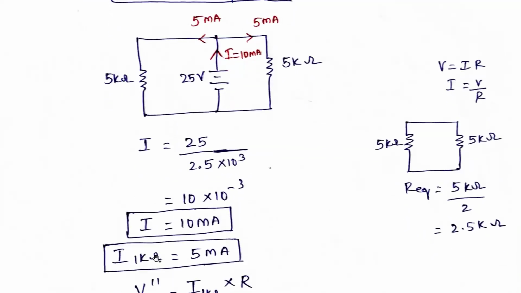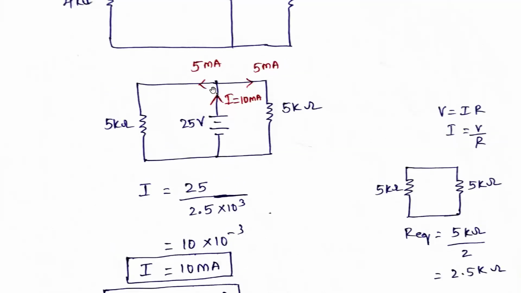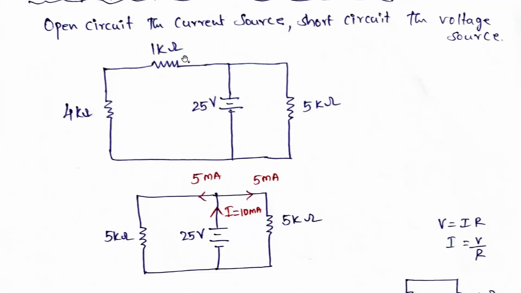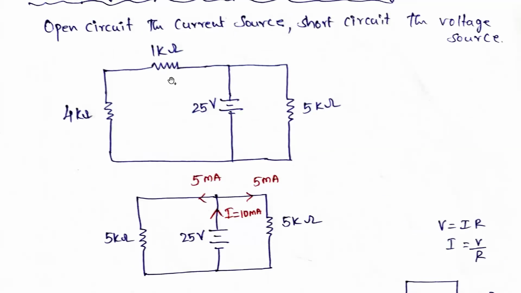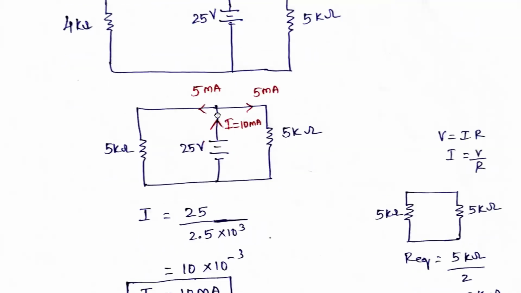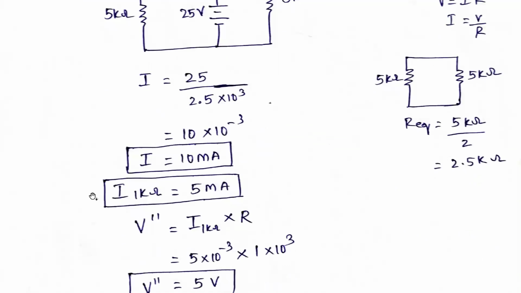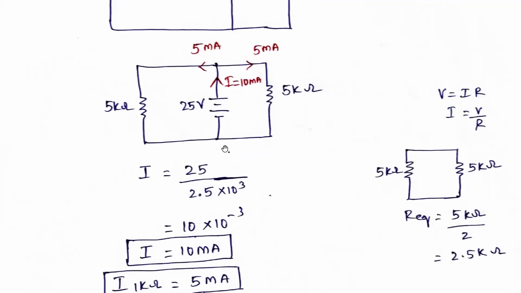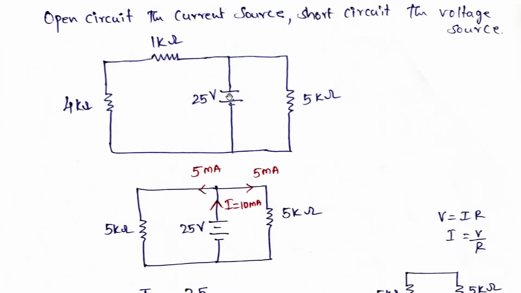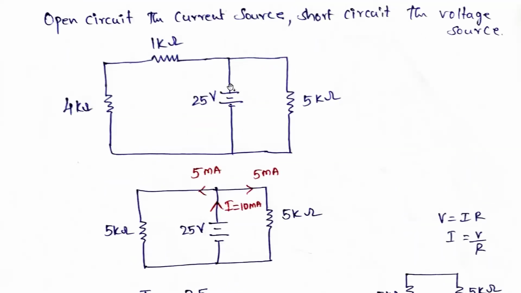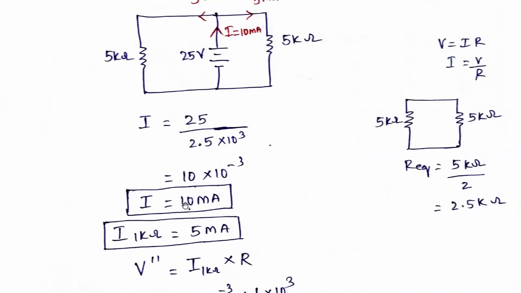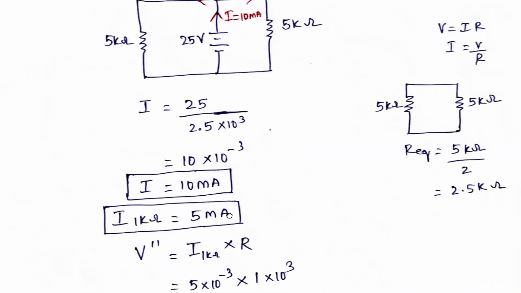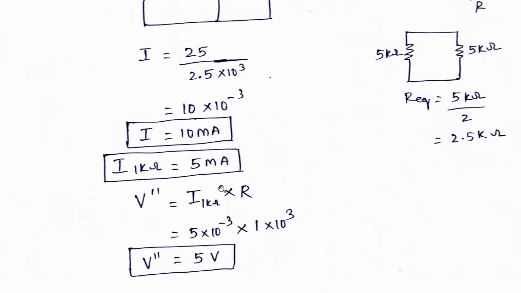So here the current to 1 kilo ohm is nothing but 5 milliamperes only, because here 5 milliamperes means the current in the 1 kilo ohm is also 5 milliamperes only. But it is in reverse direction, because the voltage source is here, and it is flowing like this, so it is flowing in reverse direction. You can also write it as minus 5 milliamperes. But it is flowing in reverse direction, that you keep in mind.